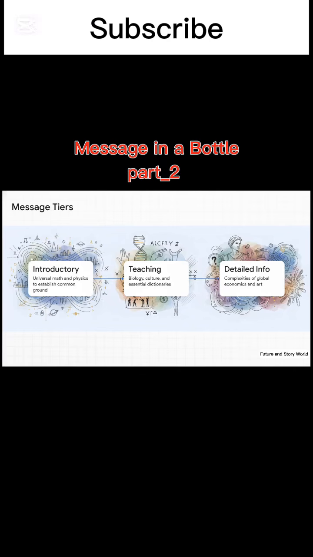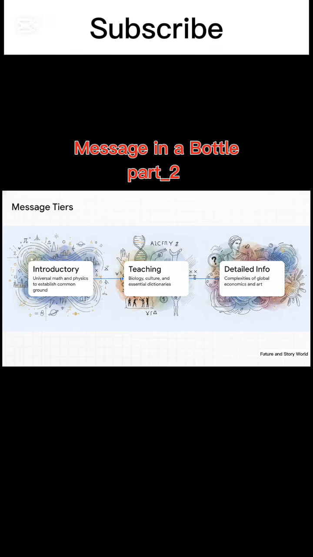To make sure that flow of logic actually works for an alien that has absolutely zero context about what a human even is, the digital message unfolds in this gorgeous hierarchical approach. We call this the 3-tiered message. Tier 1 is introductory. It uses universal math and the physics of light to establish common ground. Then, Tier 2 is teaching and interactive. It introduces our biology and culture, providing these essential dictionaries and encoding keys.